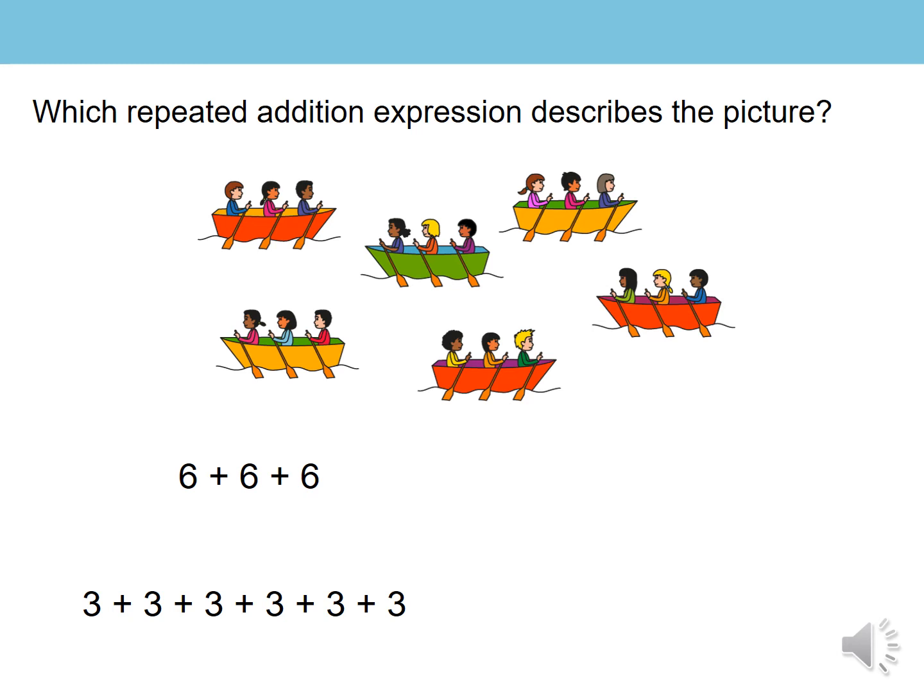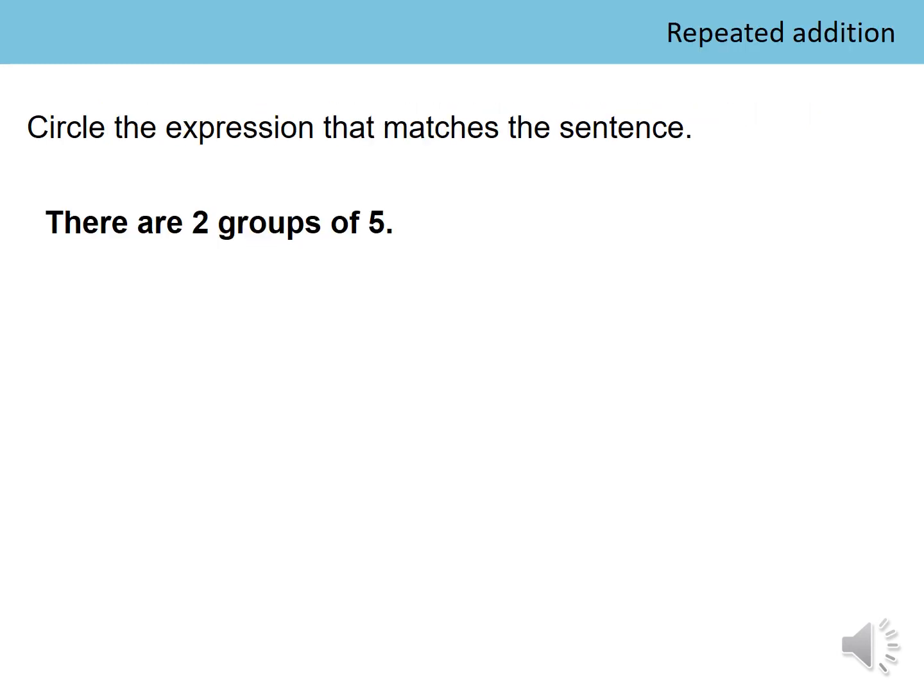Which repeated addition expression describes this picture? Yep, that's right, it's the last one. The first one says 6 plus 6 plus 6. We don't have 6 in each boat, we have 3 in each boat, and we have 6 boats. So circle the expression that matches the sentence.